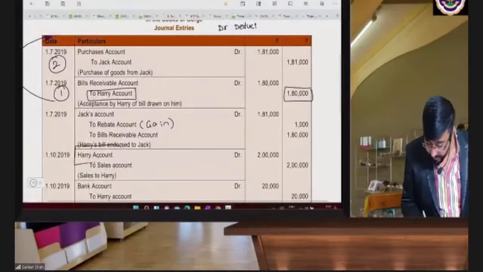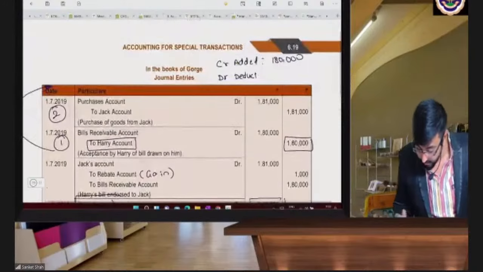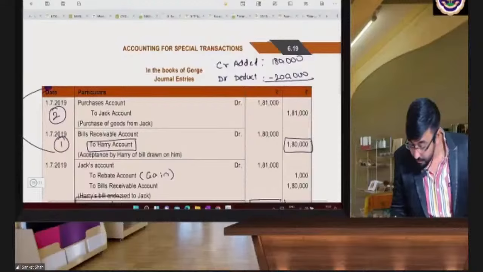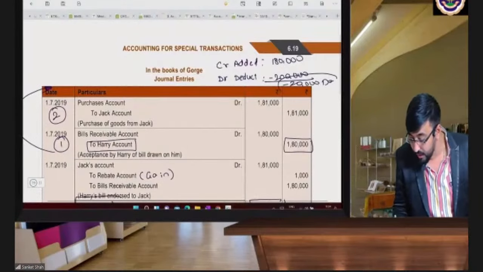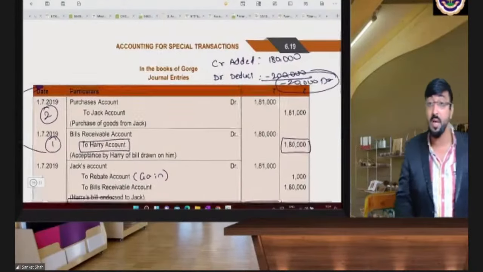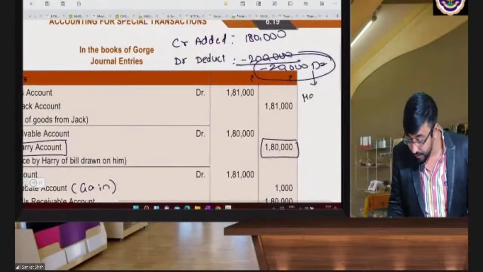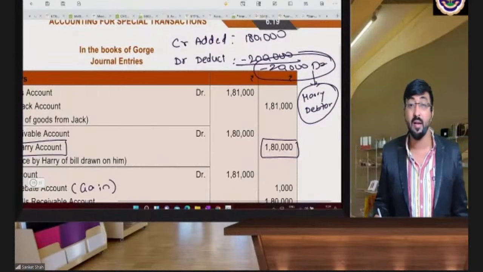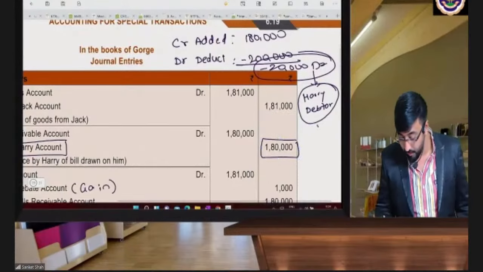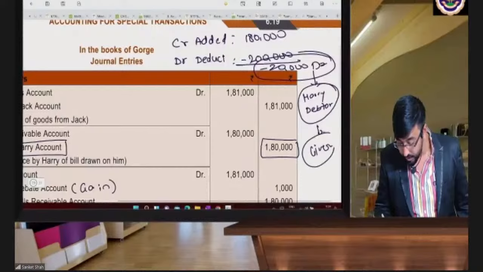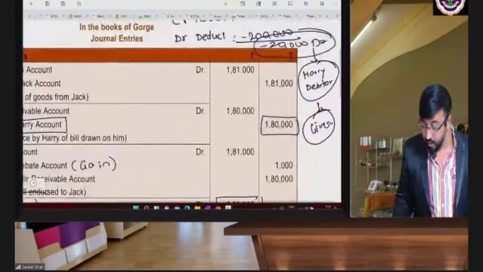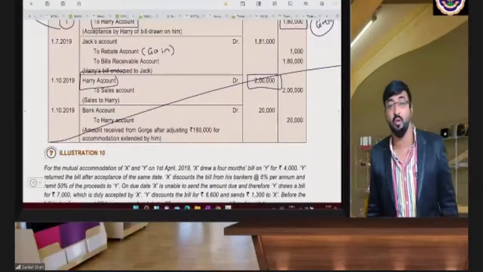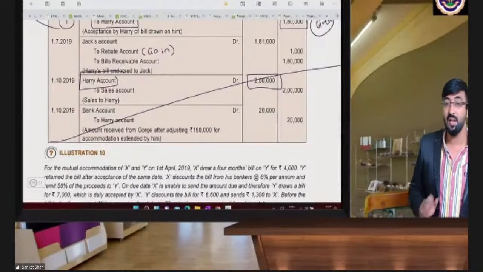Then Harry is debited with 2 lakhs rupees, so debit minus 2 lakhs. You get the answer minus 20,000, which means debit balance. So Harry is a debtor. As you are aware of our rules, debtor becomes giver. So the next entry will be bank account debit to Harry 20,000. Yes, this is the correct entry, and we settled all these accounts.